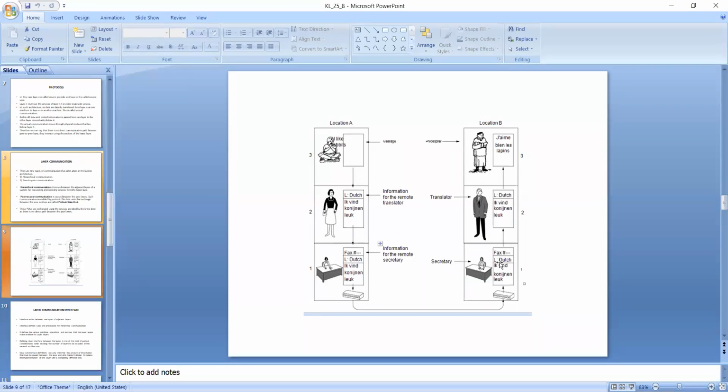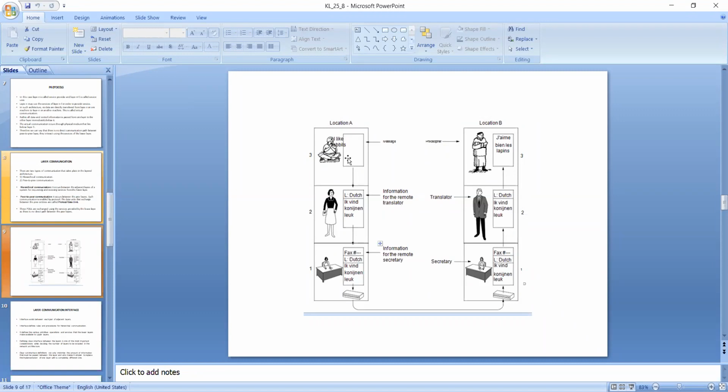Because for peer-to-peer communication, the layers of different machines should be the same. That is known as protocol. Protocol means rule. So here, the secretary has to communicate with the secretary only. The translator has to communicate with the translator only. The philosopher has to communicate with the philosopher only. The secretary can't communicate with the philosopher. The translator can't communicate with the philosopher. The philosopher must communicate with the philosopher, the translator with the translator, and the secretary with the secretary.